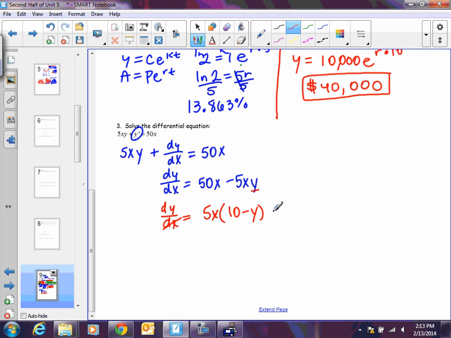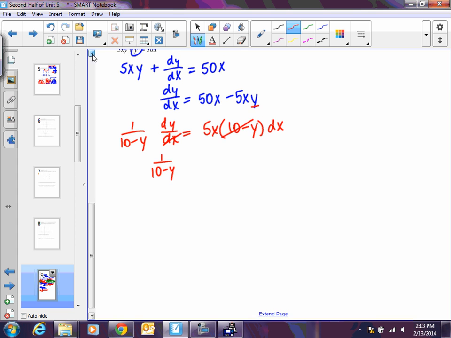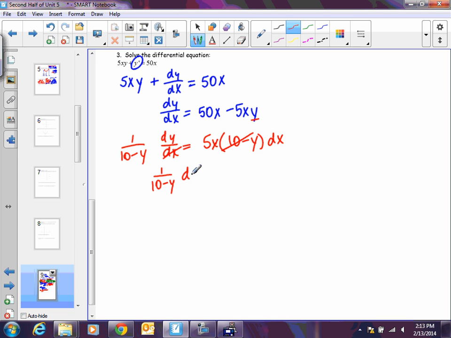So yeah, you're going to multiply dx over to that side. You're going to divide by 10 minus y. So let me rewrite this so it's a little bit neater. Let me move it up as well. So we end up getting 1 over 10 minus y dy equals 5x dx. And once you get to this stage where all the y's are on the left and all the x's are on the right, this is when you're ready to integrate.